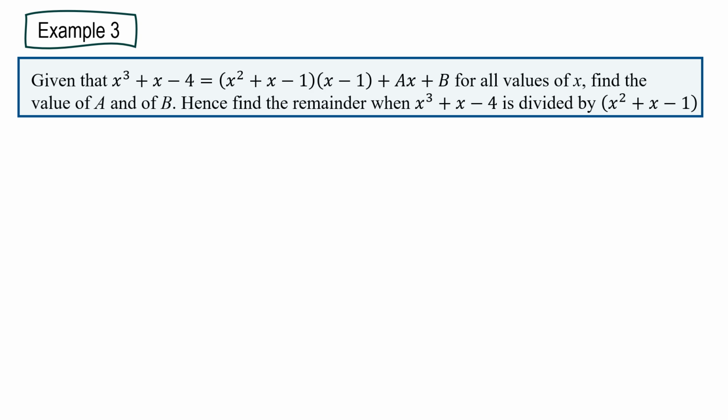Let's look at example 3. In example 3, we're given a cubic equation, and it's equal to this divisor multiplied by your quotient and remainder. So this is your remainder. This is actually a scaffolded version of example 2.